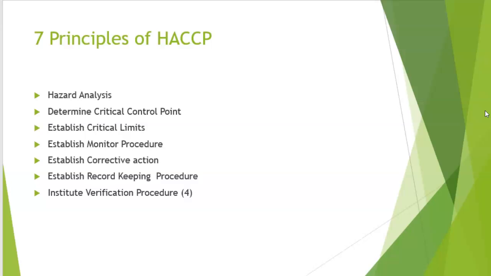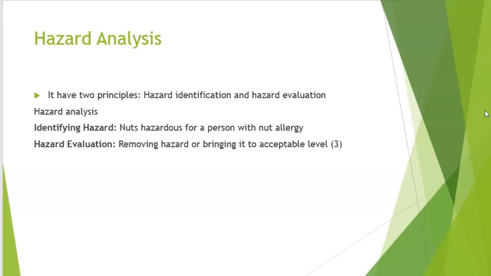So to avoid it, the HACCP plan was created. It has seven principles: hazard analysis, determine critical control points, establish critical limits, establish monitoring procedures, establish corrective action, establish record keeping procedures, and institute verification procedures. First one is hazard analysis. The hazard analysis has two principles in it.